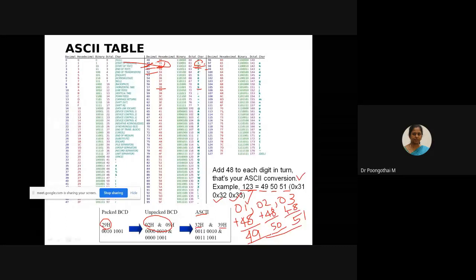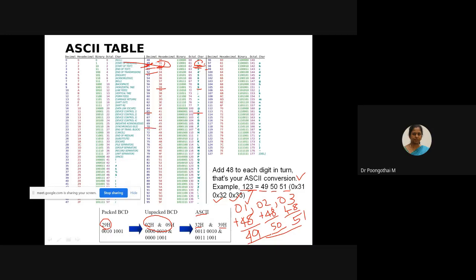Suppose the value 65 is given, so what is the value to be displayed on LCD? 65, decimal value 65 means the character A will be displayed. If the value 49 is given, 1 will be displayed. Similarly, if 70 is given, F will be displayed.